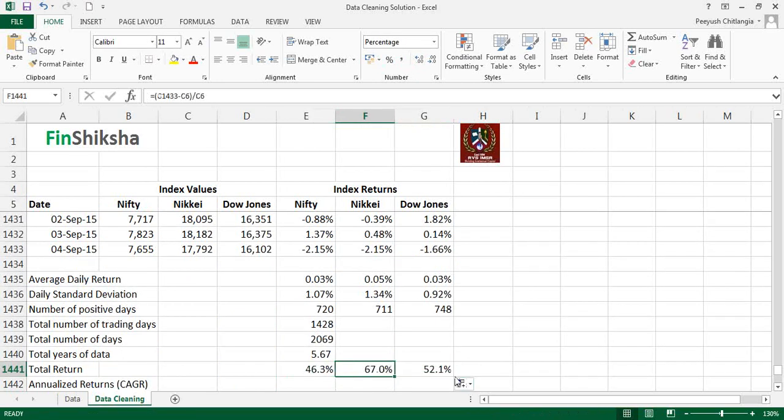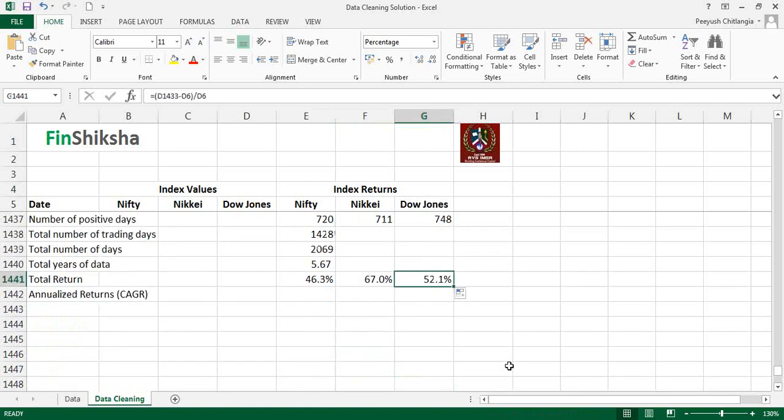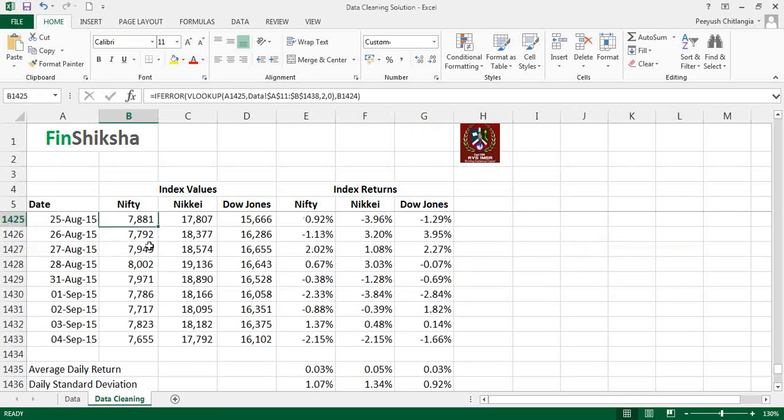Correct? The return for Japan has been 67%. The return for Dow Jones will be 52%. That's the total return that we have seen. In other words, we have taken the value 5232. That's the value, right?